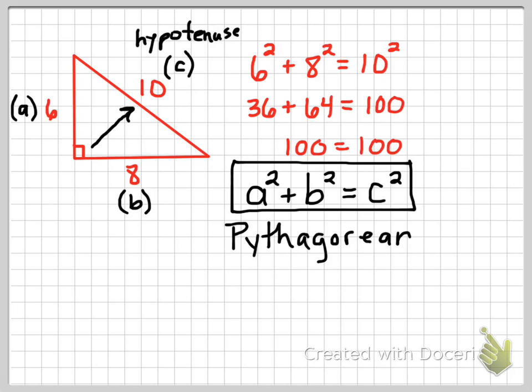Okay, this is something that you should know. Okay, that you will know. And you will use. Okay, it's a very simple formula to remember. A squared plus B squared equals C squared. Okay? So you need to commit this to memory, and you need to know how to use it.